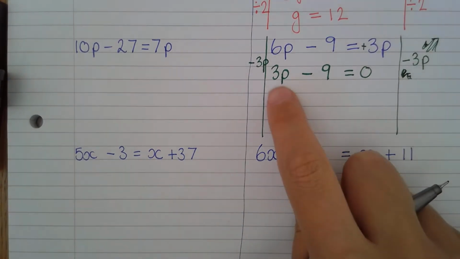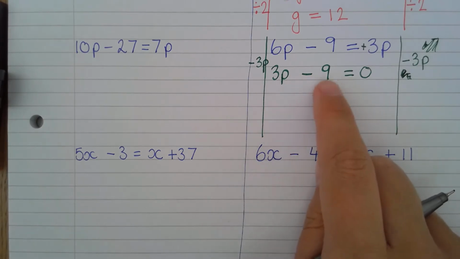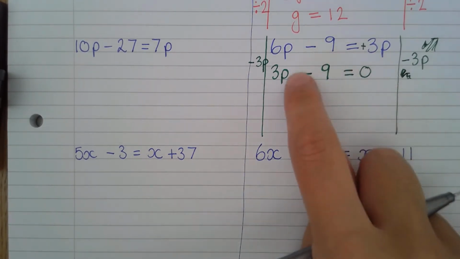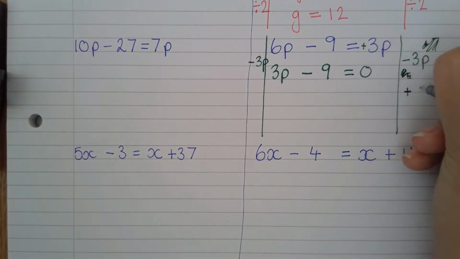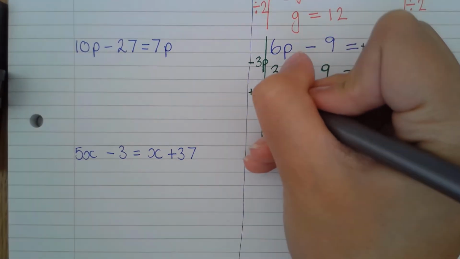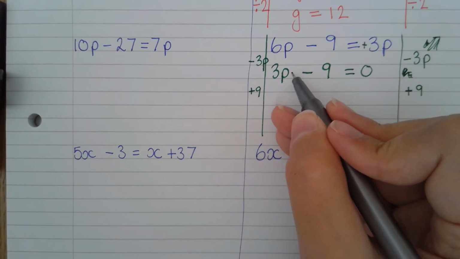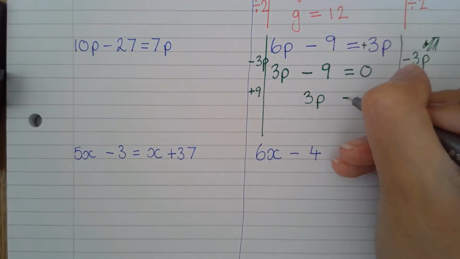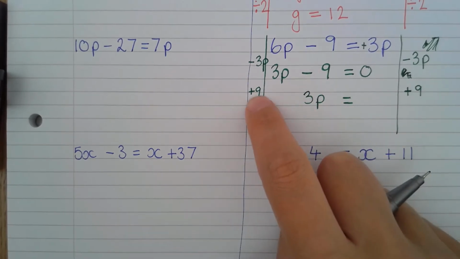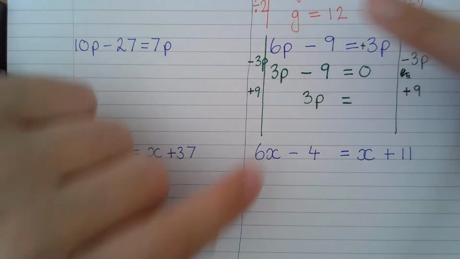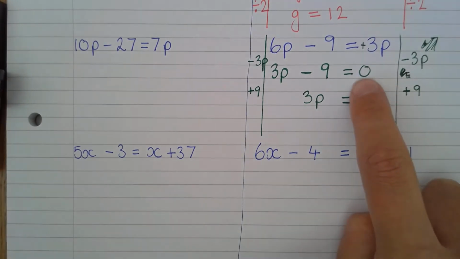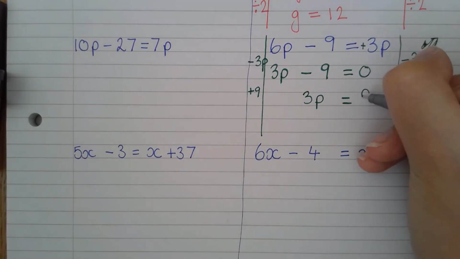So we've got all our P's on one side, so now I need to move this over to the other side. The opposite of take away 9 is plus 9. So I've got 3P equals, because I've got take 9, add 9, well they disappear, so I just have 3P. And then over here I need to add 9 as well. So 0 add 9 is 9.